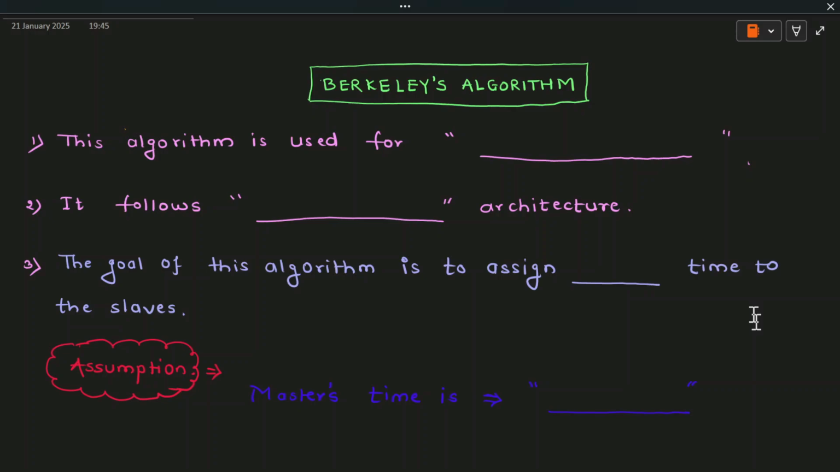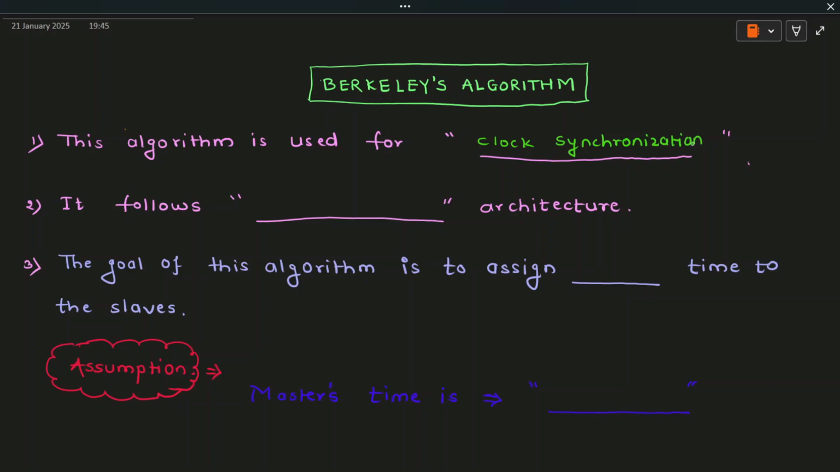In physical clock synchronization, multiple devices and multiple nodes are there, and these nodes have their own physical clocks. So there are chances that every node might have a clock showing some time, and there might be differences in the times of these nodes. This was the major challenge in the physical clock synchronization process. So Berkeley's algorithm tries to provide a solution to that. This algorithm is used for clock synchronization purposes.